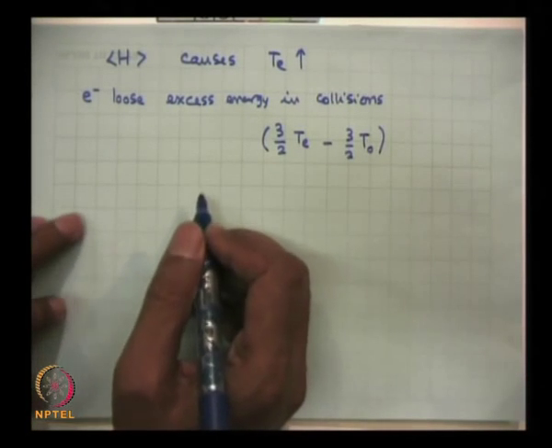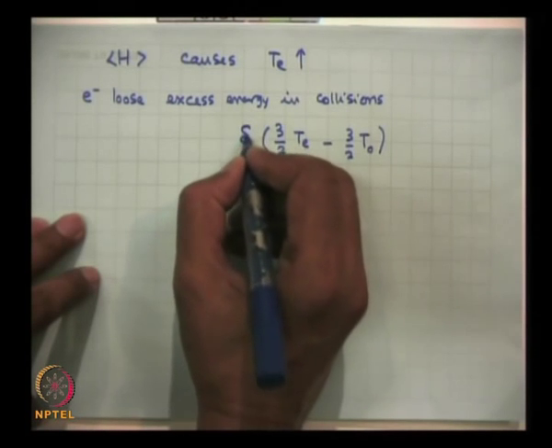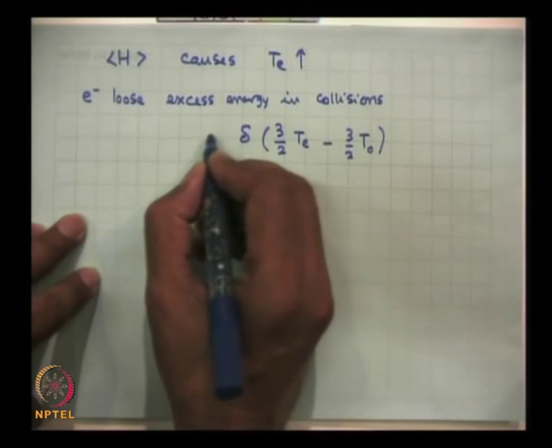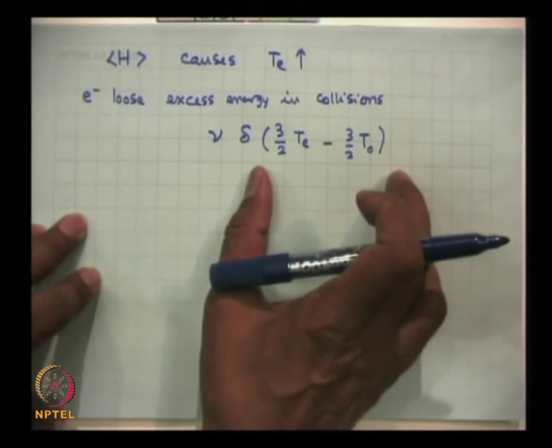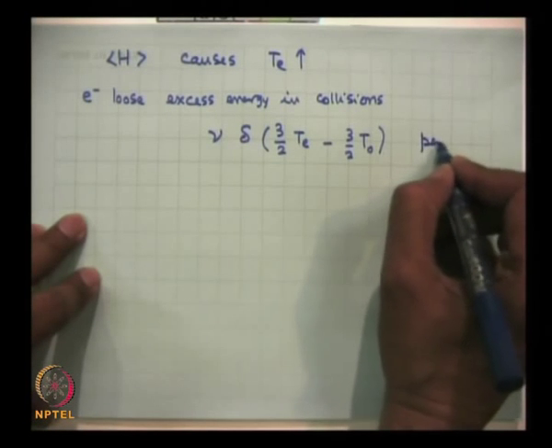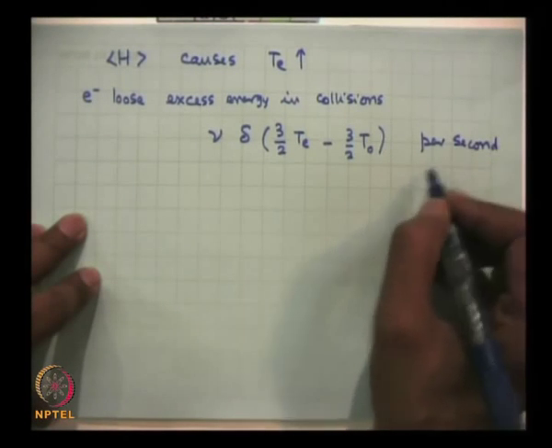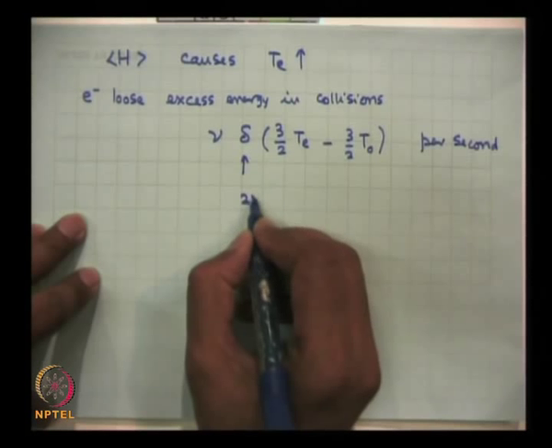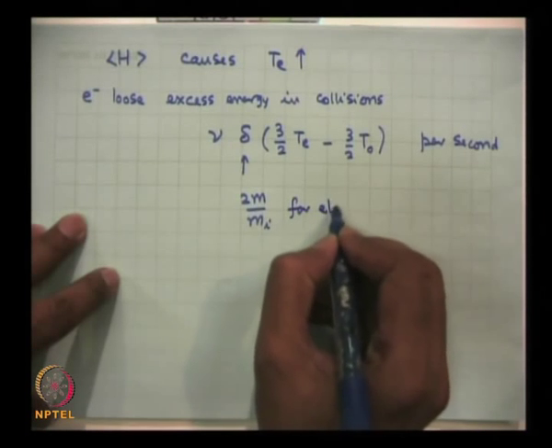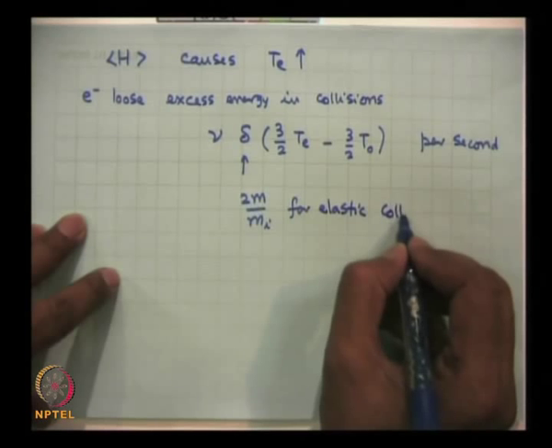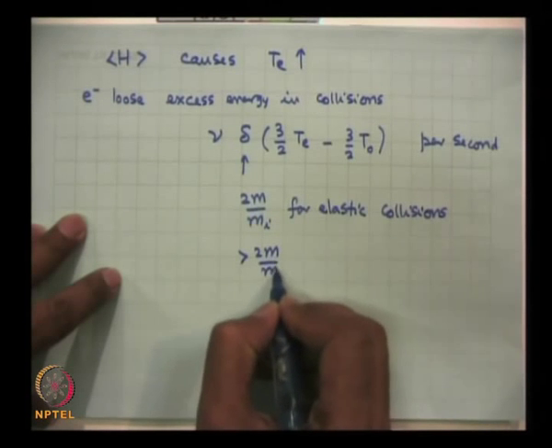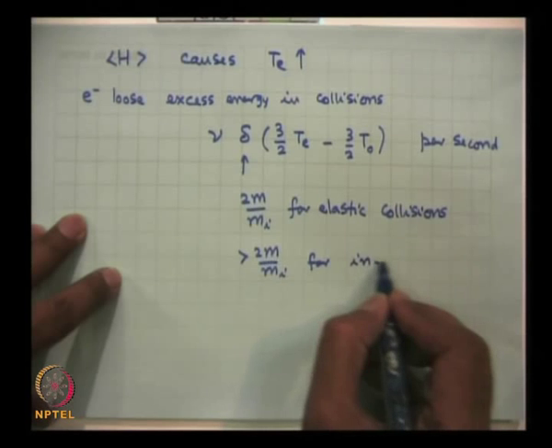In one collision, an electron normally loses a fraction, delta fraction, of the excess energy. And if there are nu collisions per second, then nu times delta into this quantity is the energy loss per second, where delta is 2 m upon m I, the ratio of electron mass to ion mass, for elastic collisions, and it is greater than 2 m upon m I for inelastic collisions.